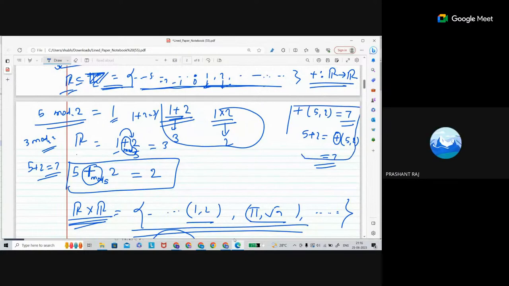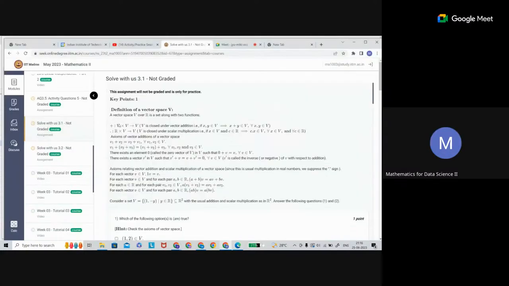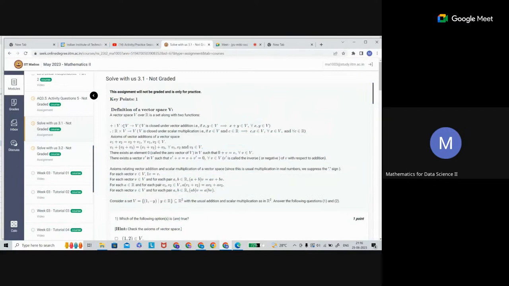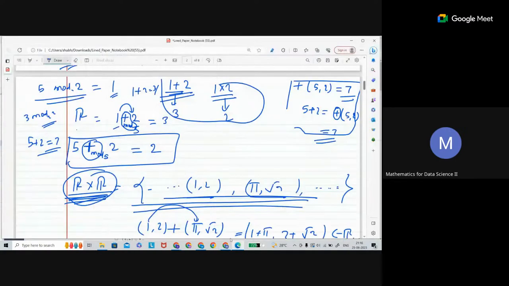Yes, sir, I got this. The same thing is written here. V cross V, since you are taking the elements here, is actually R cross R. V cross V is nothing but the set of the pairs of elements. This is a set, not a multiplication. As here, R cross R is a set, and the elements are these. Okay. Everyone is getting this. This is a natural doubt; it will arise for everyone.